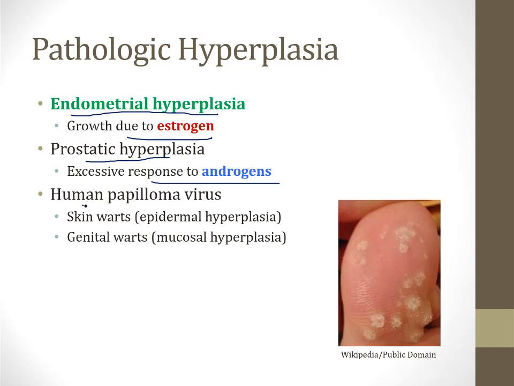And then finally, human papillomavirus can infect your skin or your genitals and cause hyperplasia. It gets into the cell and stimulates cell division. If it gets into the skin, it can cause skin warts, like is shown here. This is due to hyperplasia of the epidermis. If it gets into the genital mucosa, it can cause mucosal hyperplasia, and that leads to genital warts.